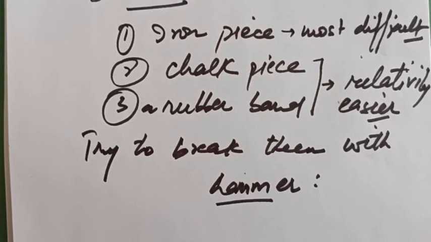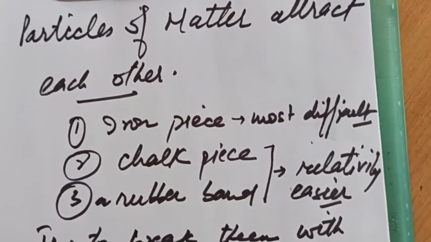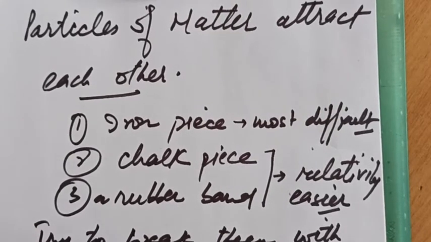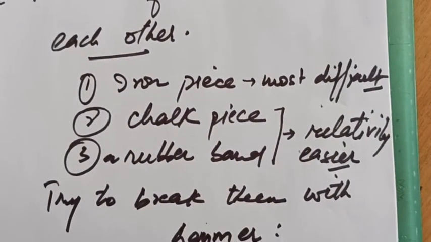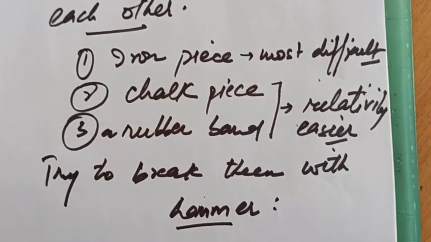Clear? Understood? Okay. So I'm again explaining this characteristic because it is of much importance in the next chapters also. Particles of matter attract each other. It means there are some interparticle forces of attraction in the matter. For example, we have three things: an iron piece, a chalk piece, and a rubber band. If we had to break them into two or more pieces, we have to hit them with a hammer. Suppose we hit them with the hammer one by one.